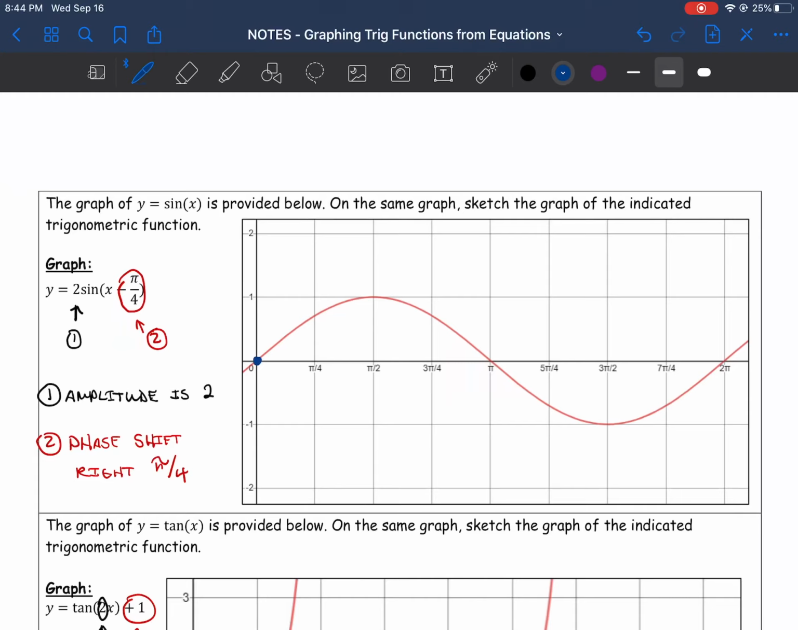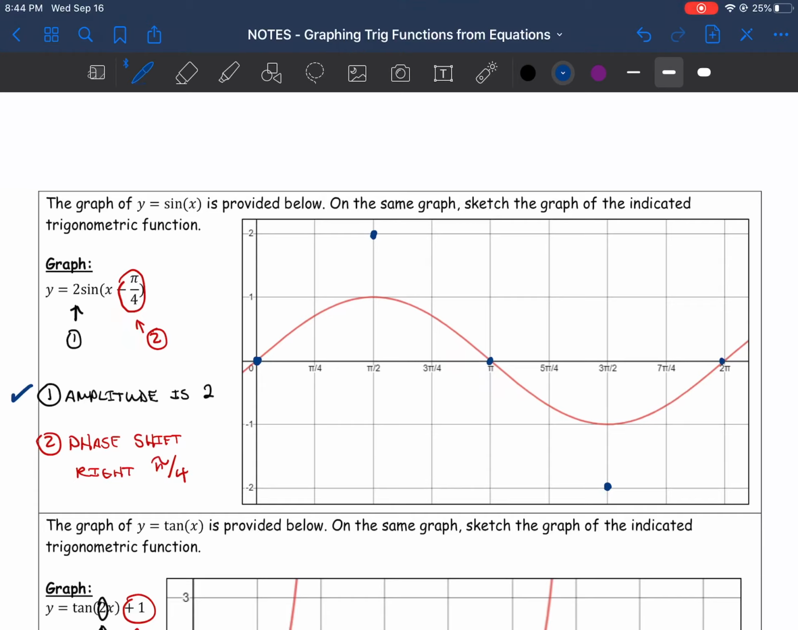0, 0 is going to stay where it is. Pi over 2, 1: if we increase the amplitude, it's going to go to pi over 2, comma 2. Pi is going to stay where it is. 3 pi over 2, negative 1 is going to go to 3 pi over 2, negative 2. And then 2 pi would stay where it is. So that kind of takes care of the amplitude increasing to 2.